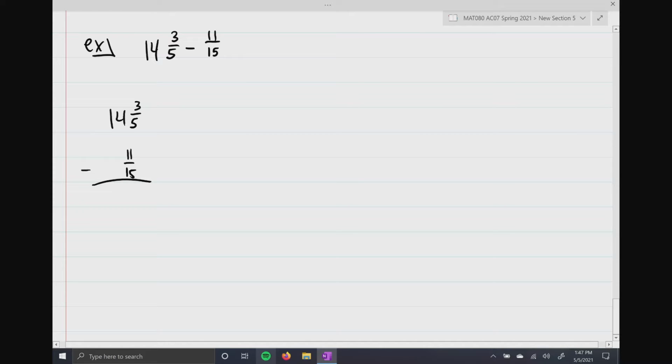Next, in order for me to subtract, I need a common denominator. Now, this one's kind of easy. 15 and 5. 15 is a multiple of 5. So I don't have to go through creating equivalent fractions and finding the LCM. I can go directly into this. So I get 9 over 15 minus 11 over 15.